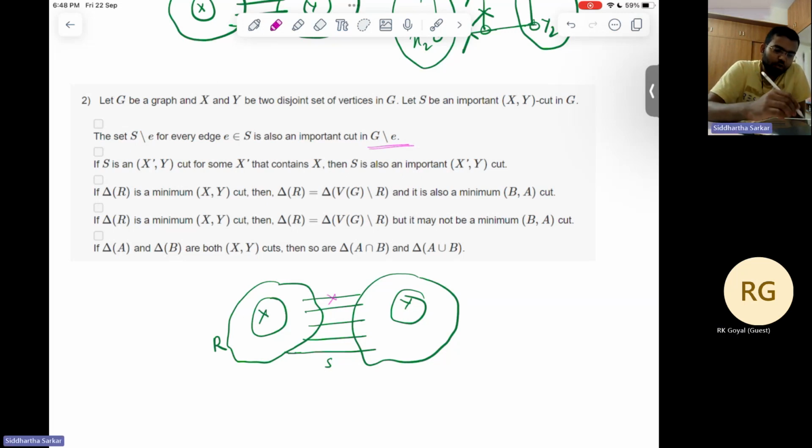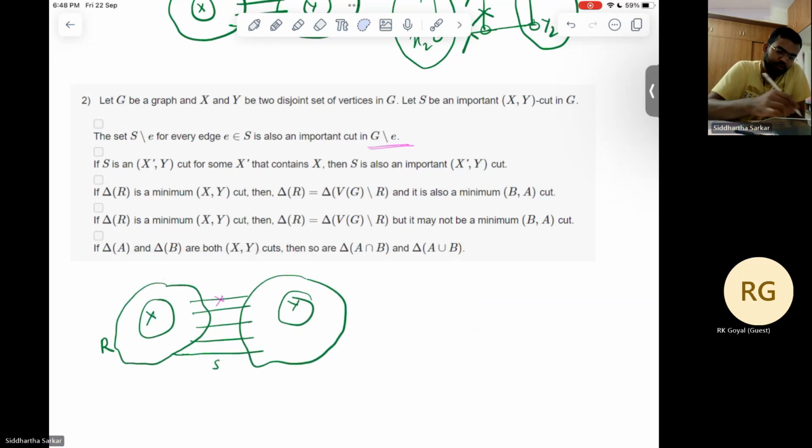Formally, we have to check two things in G minus E. First is whether S minus E is a minimal cut, an inclusion-wise minimal cut, in G minus E. That is what we have to check. That is the first check.